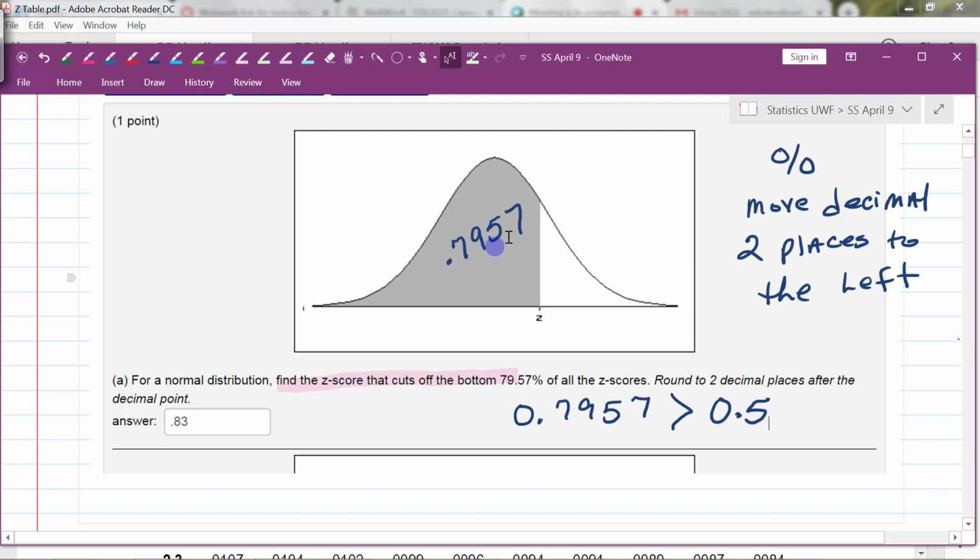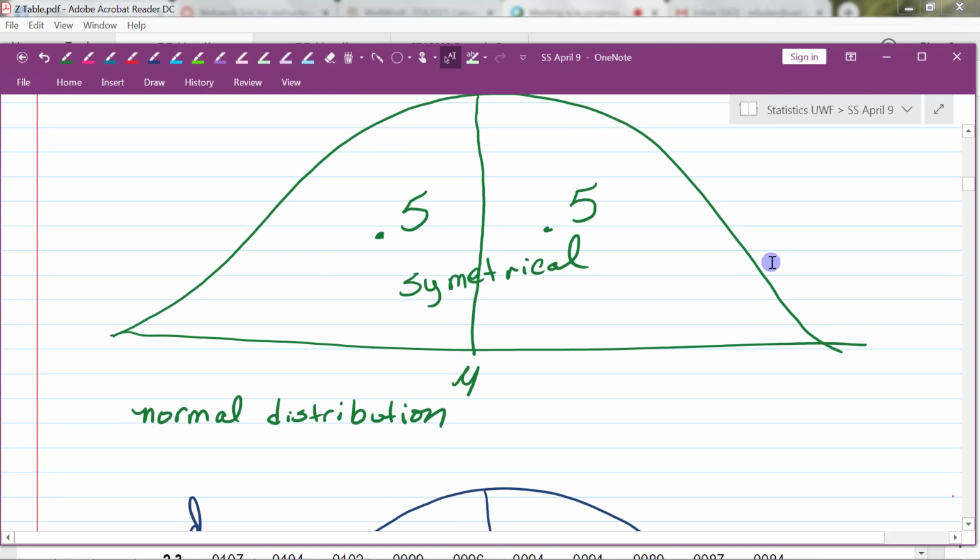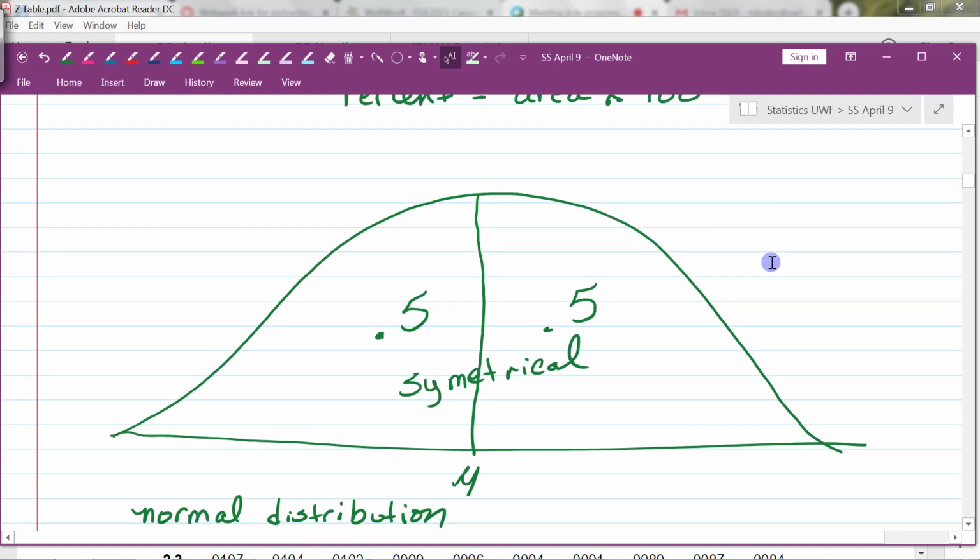Because this number here is greater than 0.5, I know my z is on the right. Remember, we looked at this picture and we said that we have 0.5 over here and 0.5 over here. Well, if the total area to the left of the z value has to be 0.79, the only way I could do that is to draw the line over here to the right, because I have to take 0.5 from the left and some of this area in here to ensure that to the left I have 0.7957.